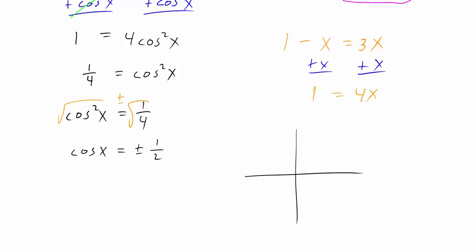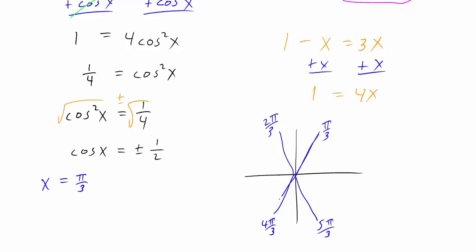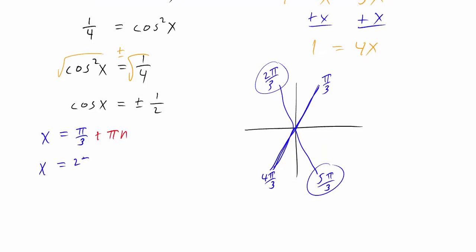So if we go to our circle, then we're going to notice that if we look in the first quadrant, that's going to occur at pi over 3, and then again over here at 2 pi over 3, 4 pi over 3, and 5 pi over 3. So that means we would have x equals pi over 3. And again, because this is going straight across to 4 pi over 3, we can simply add on a multiple of pi. And then for 2 pi over 3 and 5 pi over 3, we could simply say x is equal to 2 pi over 3 and add on a multiple of pi.